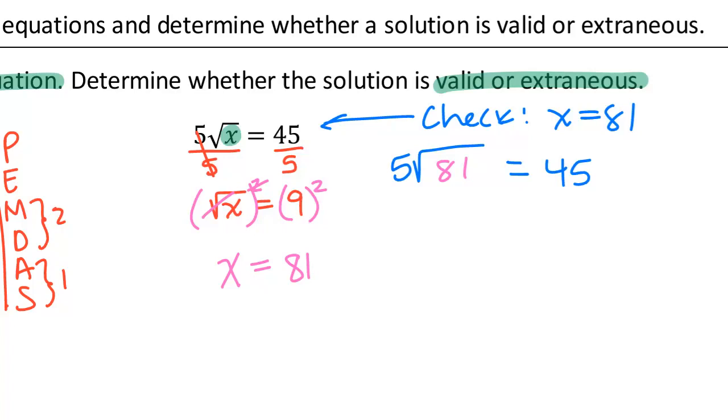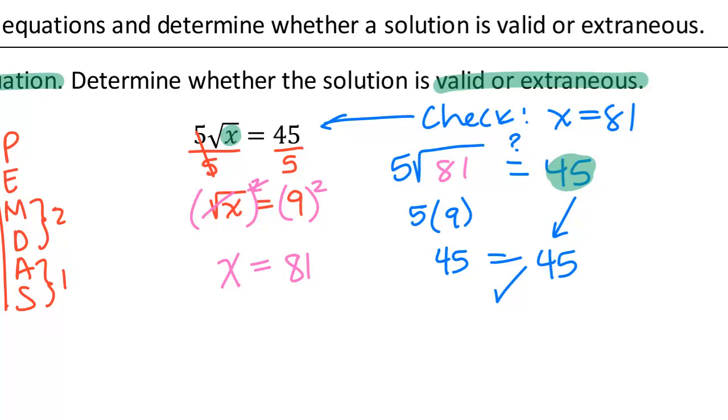Remember, when you're checking, you do not do anything to the right side. So leave the 45 alone. You're going to simplify the left side and then see if it equals the 45 on the right side. What's the square root of 81? 9. And 5 times 9? 45. Did that equal this side? 45. Yes. So that means it's valid or extraneous? Valid. My 81 is valid.